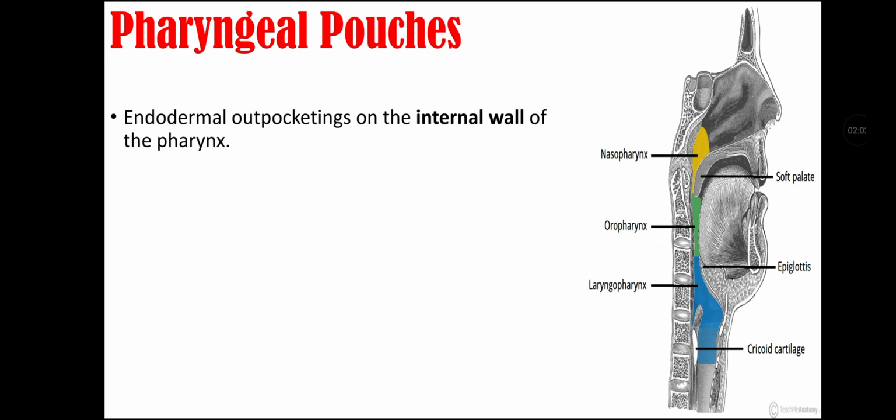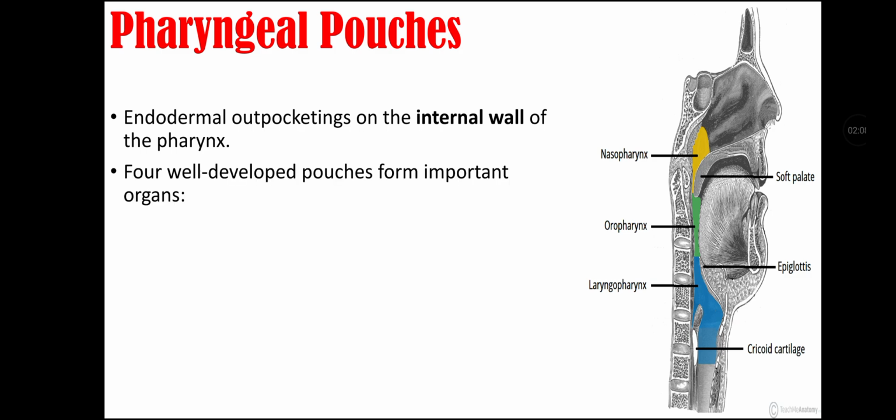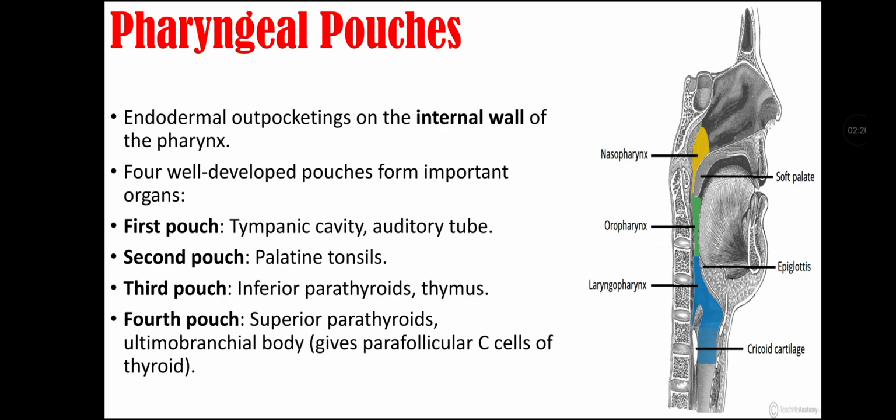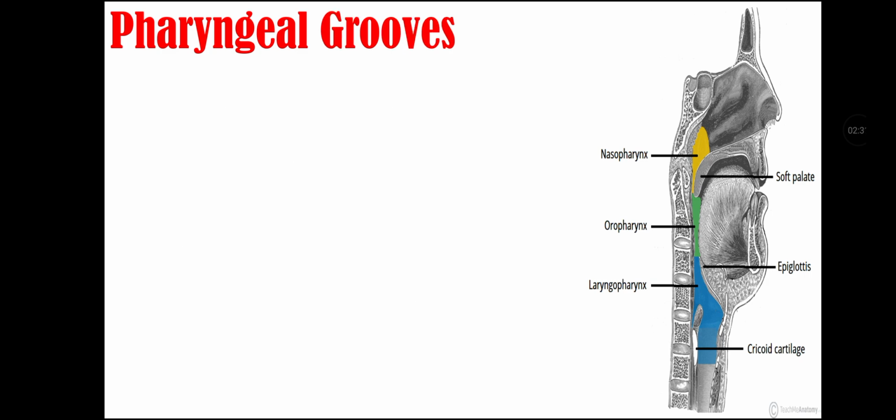Next we have pharyngeal pouches that are endoderm outpocketings on the internal wall of the pharynx. There are four well-developed pouches for important organs. First pouch forms tympanic cavity and auditory tube. Second pouch forms the palatine tonsils, third pouch forms the inferior parathyroid and thymus, fourth pouch forms the superior parathyroids and ultimobranchial body that gives parafollicular cells, C cells of the thyroid.